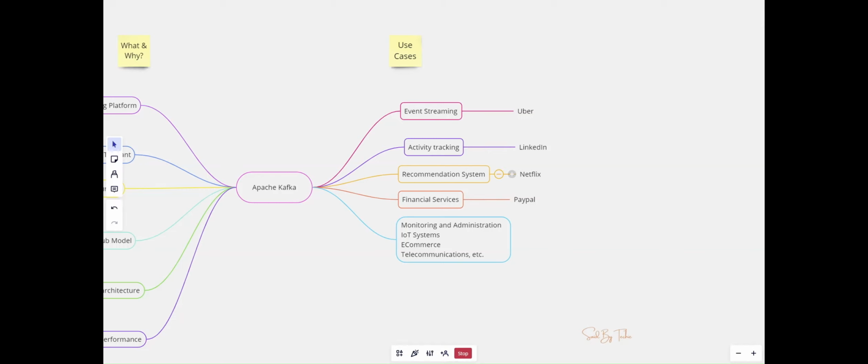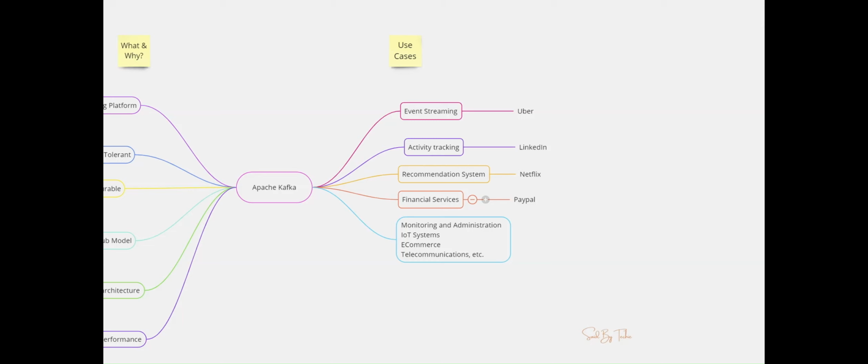And recommendation systems, we have Netflix, right? Whatever we watch, based on that we get recommendations. So these recommendations are sent via Kafka. And financial services: for maintaining data integrity, if a user performs a financial transaction, all the transactions need to be ordered, and Kafka maintains it, right? This is one of the use cases where PayPal uses it for maintaining its platform.